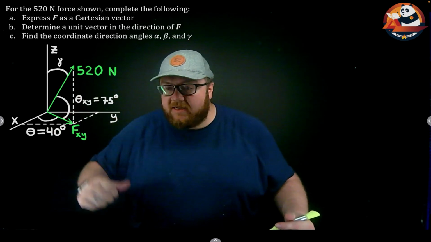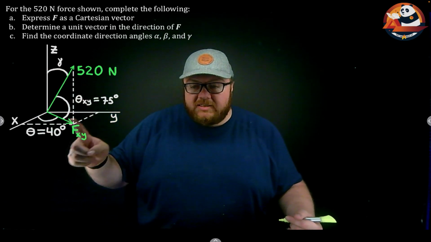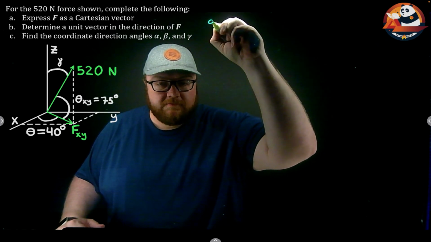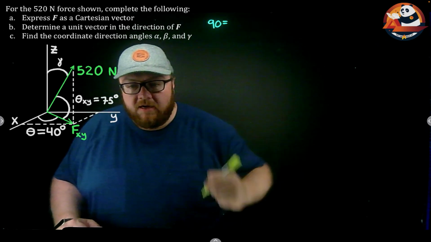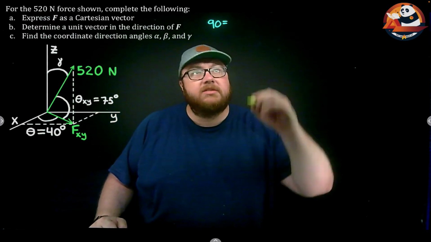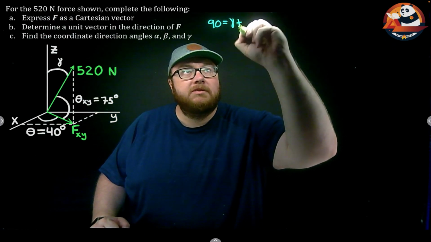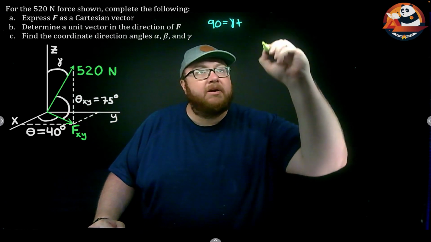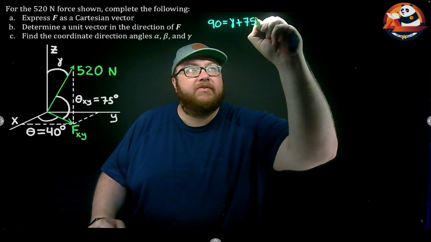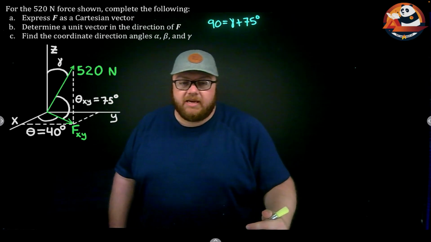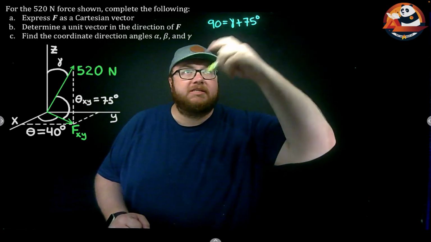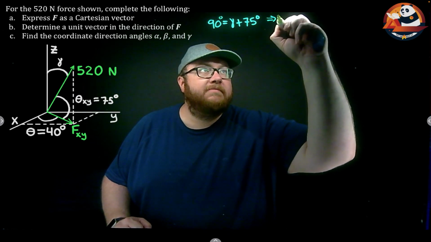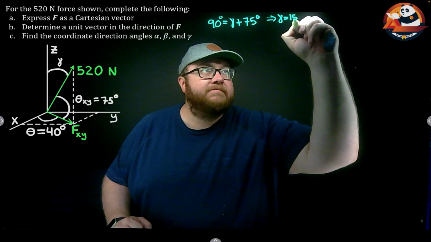So first off, let's come in and say, I know that from my z-axis to the xy plane is 90 degrees. So let's start there. 90 should get us, our gamma goes from z to the force. So gamma plus theta xy goes from the force to the 2-dimensional plane. So gamma plus 75 degrees is going to get us gamma figured out. We can solve that for gamma. Just moving the 75 over, 90 minus 75 is going to get us that gamma is 15 degrees.